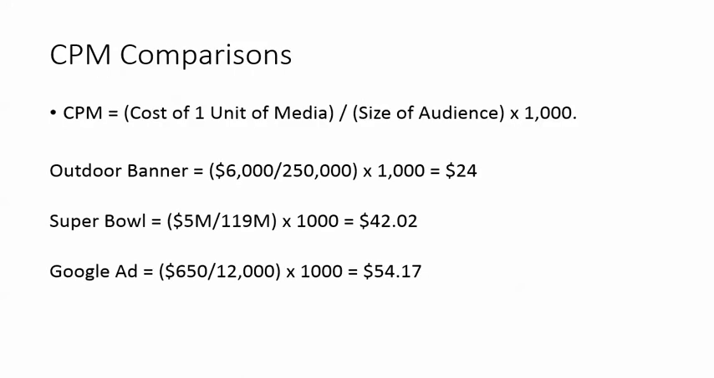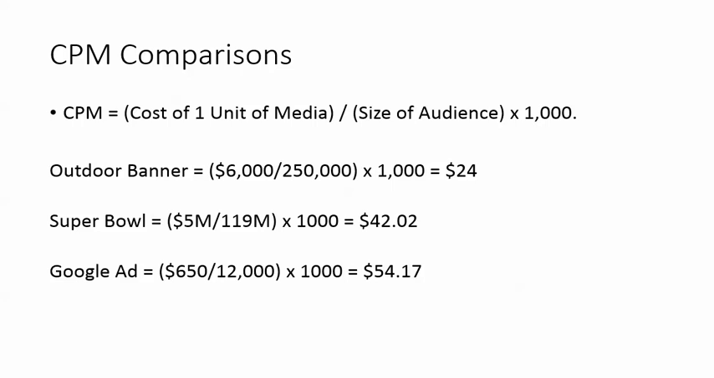If we want to compare that to other models, well, there might be other ways to look at that, and so we can compare that by switching the equation around a little bit. In this case, we're using CPM equals the cost of the unit divided by the audience size times 1,000. It's basically the same exact equation. So, for instance, if we had an outdoor banner for $6,000, they gave us an estimate of 250,000 views. We would then times that by 1,000 and come up with $24 per thousand.